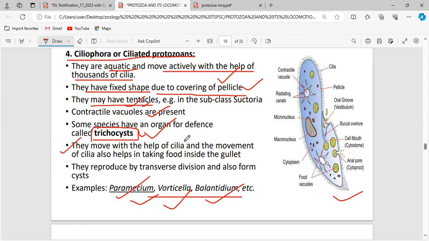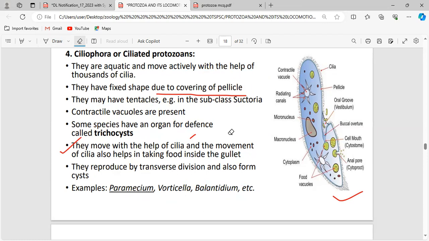Next, they move with the help of cilia, and we know that. The movement of cilia also helps in taking the food inside the gullet. As I said in yesterday's class, cilia are meant not only for locomotion but also for acquiring nourishment. You also know what type of nutrition they follow.